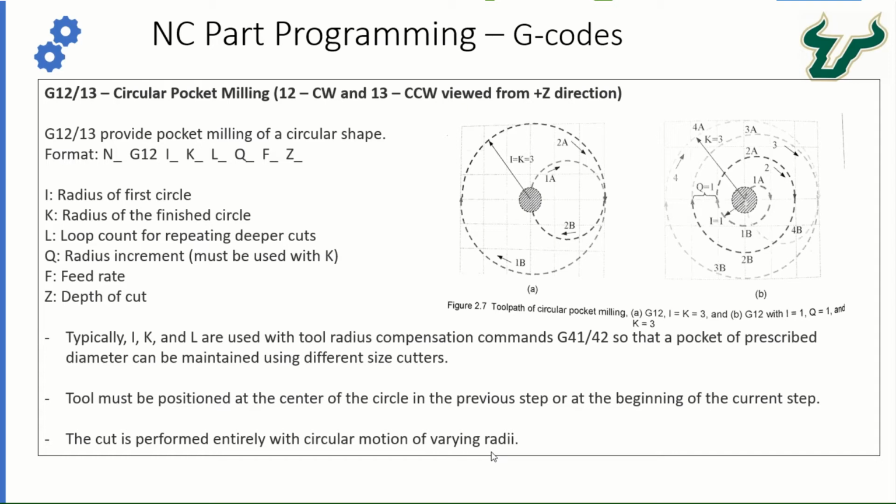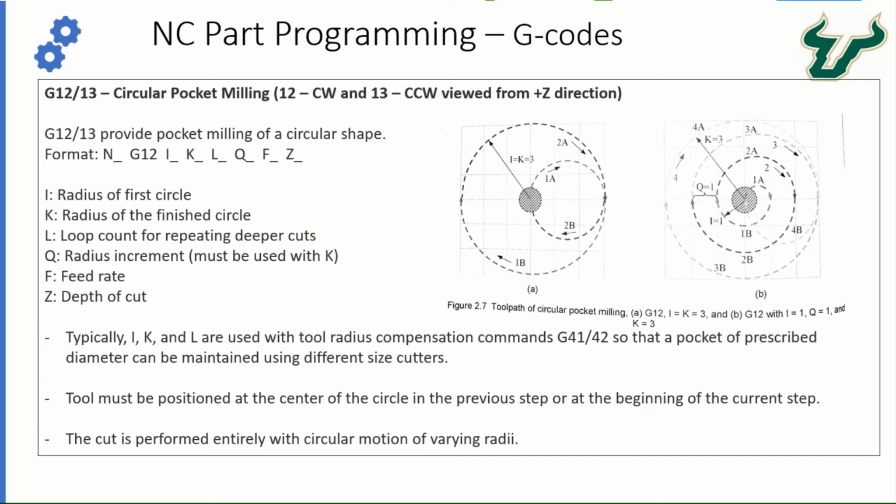So for example, if you look at the first example here, the tool path of circular pocket milling, it specifies G12, I equals 3. The program could be, let's say, G12 I3 F10 Z negative 0.25. In that case, since the K is not provided, automatically I is equal to K, which is the radius of the first circle and the finished circle.